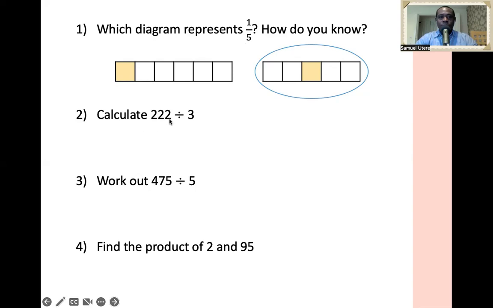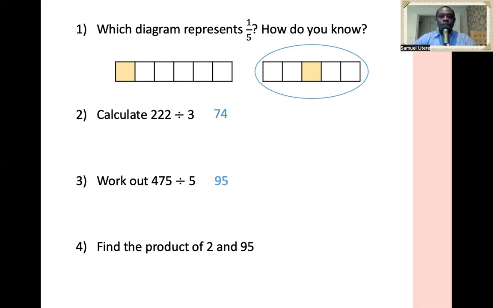Next, calculate 222 divided by 3. Remember the bus stop method or the short division we learned in our previous lesson. If you don't know how to do it, please go and watch that video again so that you can learn about it. So it's 74. It's the same approach we would use for 475 divided by 5, and that would be 95.